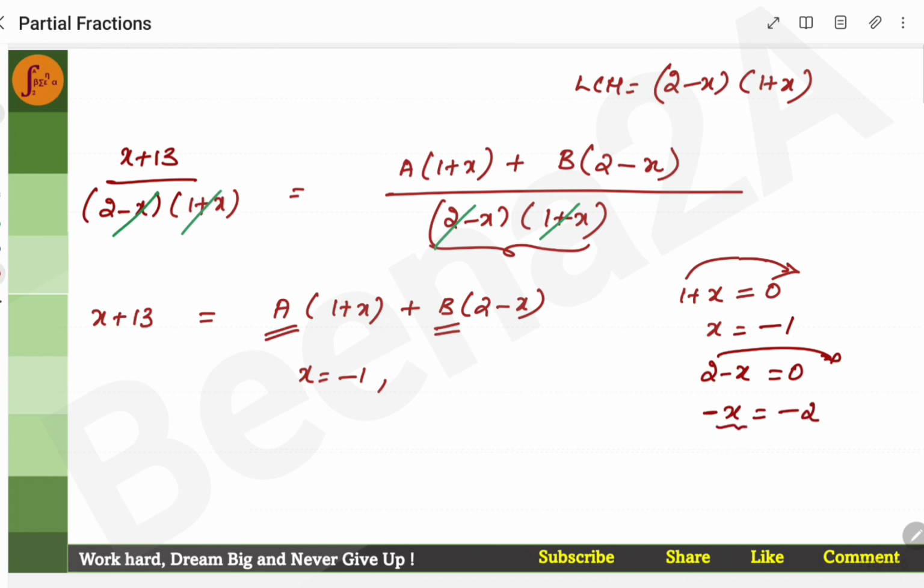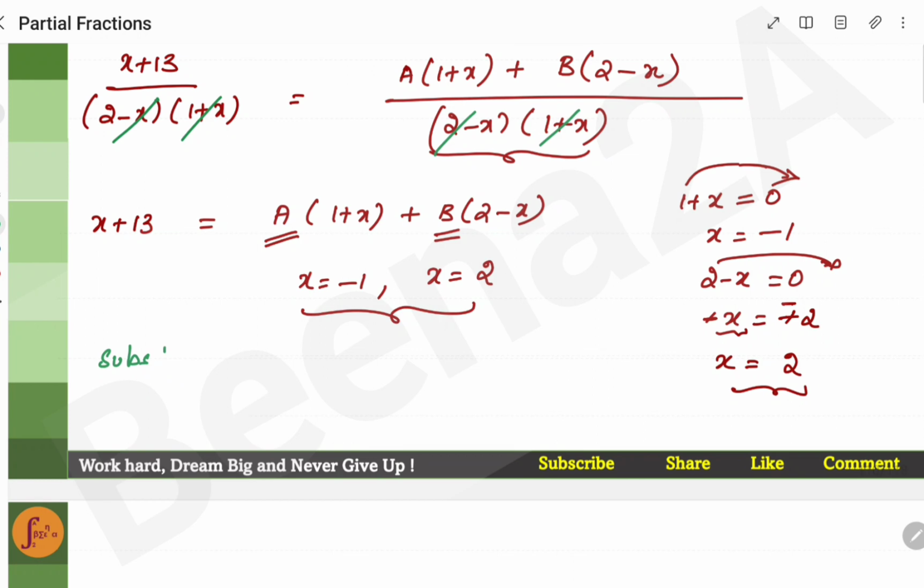I need only positive x. So I'll shift the minus here. It will become plus 2, because there's already a minus here. Or you can say minus and minus will get cancelled. Or if I shift the minus here, it will become double minus, and double minus is nothing but plus. Minus and minus is plus. So x is equal to 2.